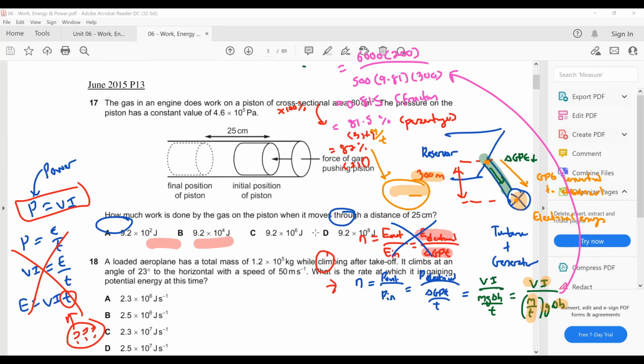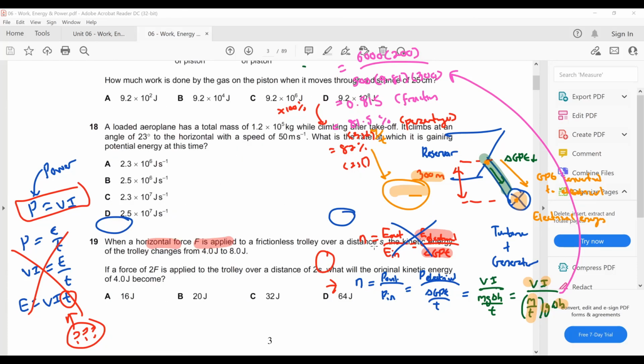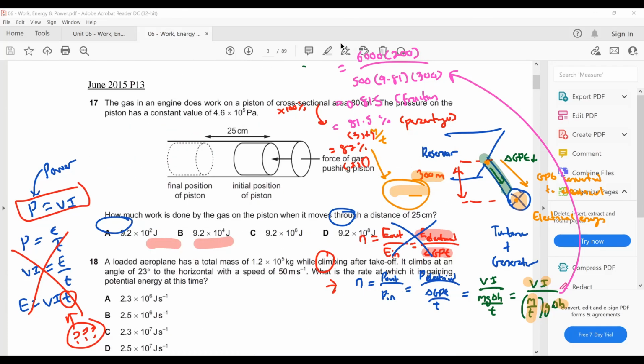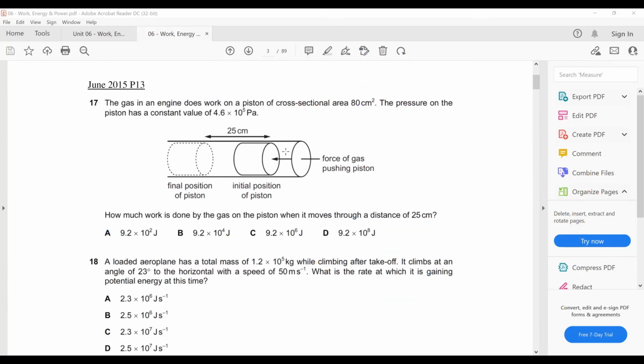Then we move on to one other question. Now the gas in an engine does work on a piston of cross-sectional area 80 centimeters square. The pressure on the piston has a constant value of 4.6 times 10 power 5 Pascal. How much work is done by the gas on the piston when it moves through a distance of 25 centimeters?